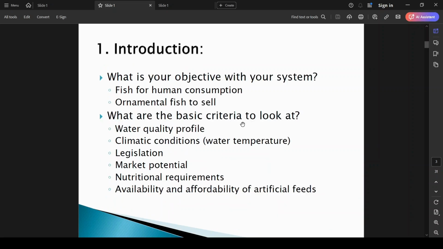So, as I mentioned earlier, you'd first have to find out what the objective is for your system. Do you want to grow fish for consumption, to sell to other people or to consume yourself, or perhaps you just want to incorporate the fish into your system and have ornamental fish to sell to aquariums or keep as pets. So depending on the fish you choose for your system, there are some basic criteria you need to look at, including the water quality profile, climatic conditions, legislation in your area, the market potential for the fish you are growing, and the nutritional requirements based on the fish species you choose.